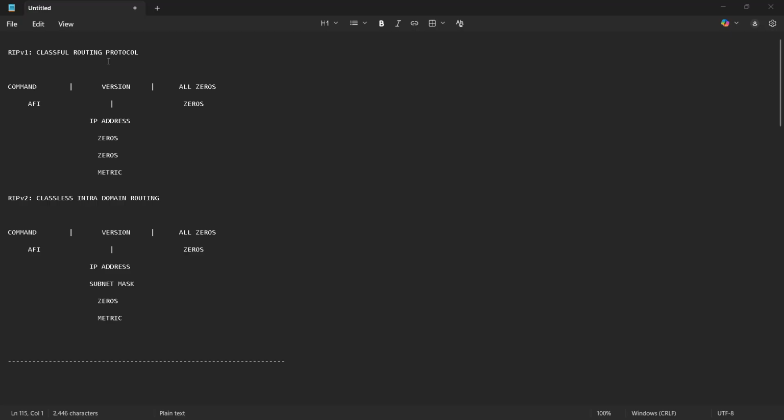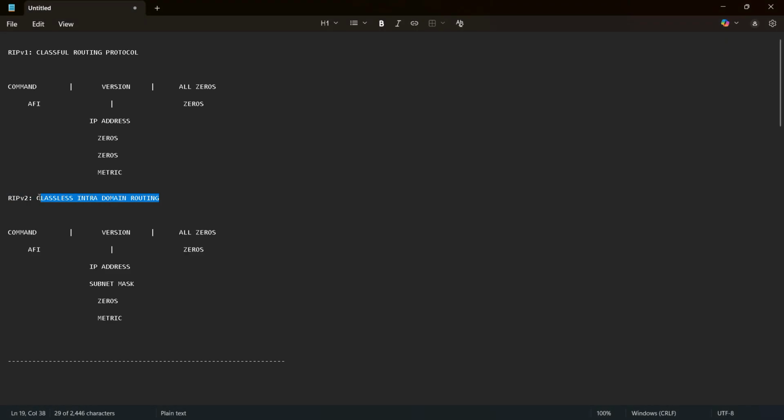But RIP version 2 is classless intra-domain routing. We will understand this fully in a bit with a good example. But for now, we can say that in RIP version 2, we have a subnet field. This is why we call it classless.